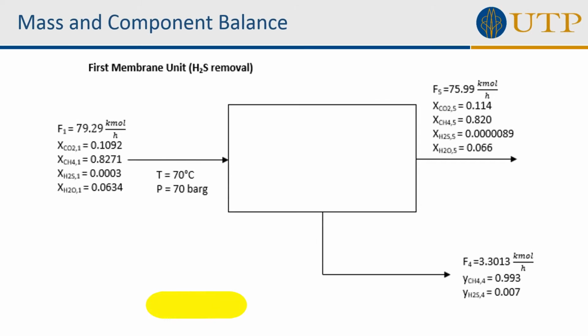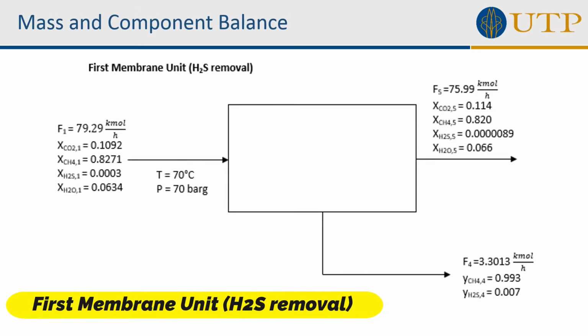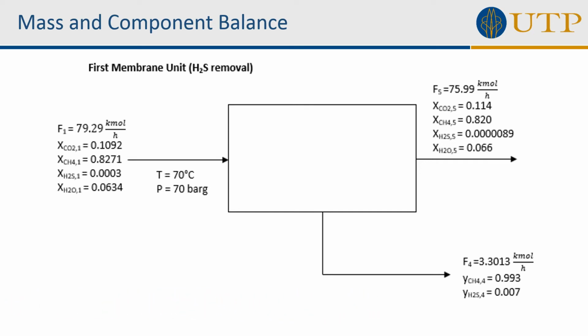Moving on to the first membrane unit, which will be removing hydrogen sulfide, the molar flow rate of the component in the permeate stream is determined first, and in this case, the molar flow rate of hydrogen sulfide followed by the permeated molar flow rate of methane, before summing them up to obtain the total molar flow rate of the permeate stream. The individual molar flow rates are then divided by the total molar flow rate to obtain the fraction of components in the stream. The molar flow rate of the retentate stream is then calculated with the availability of the feed and permeate molar flow rates, and upon completion, component balance is used to determine the composition of components in the retentate stream.